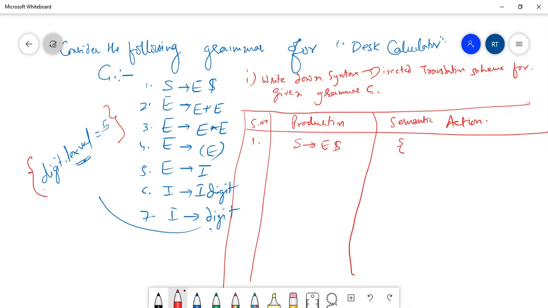This is the final string I will get at the start symbol when I reduce it, or if I'm performing top-down parsing, then when I expand it. In case of top-down parsing, I am expanding. In case of bottom-up parsing, I am reducing. Remember this, because all of this is known to us.